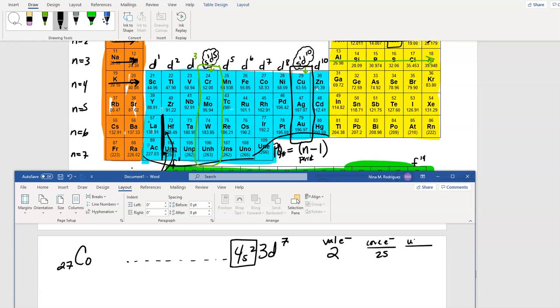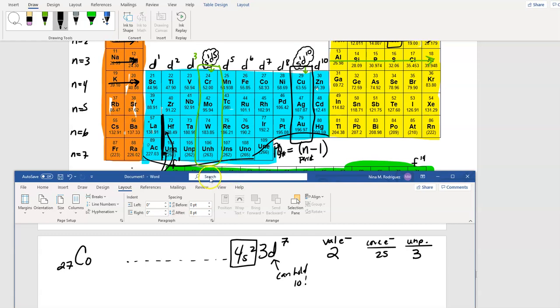Now how many unpaired? Well, remember a D can hold 10. They can hold 10 electrons. 5 orbitals times 2 is 10. So how many are unpaired? 3.